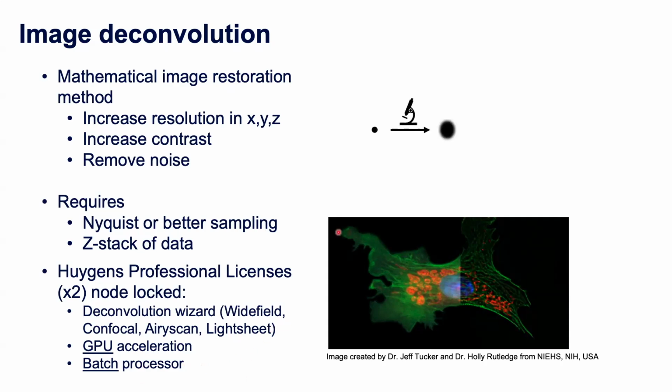This is, I guess, an overview of the process. So if this is what our light looks like, by the time it's gone through the microscope, it's a bit bigger and fuzzier just because of the way the optics have worked. What we're trying to do is use maths to bring it back to this original point.